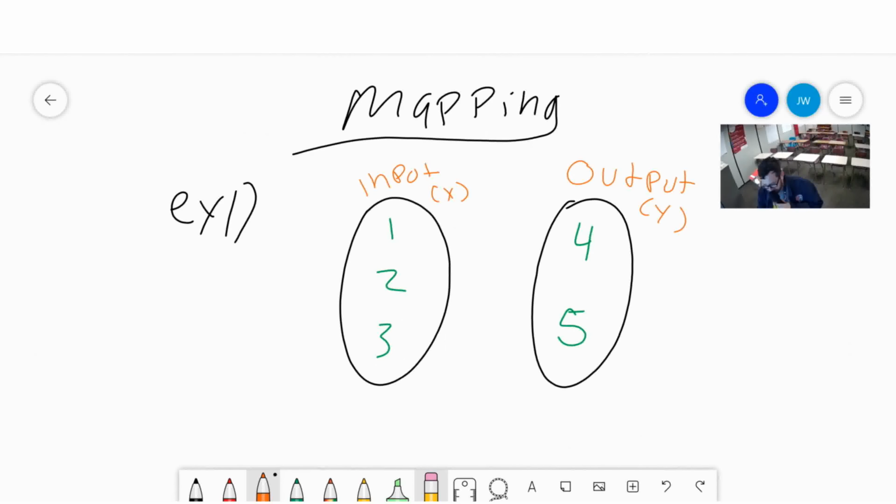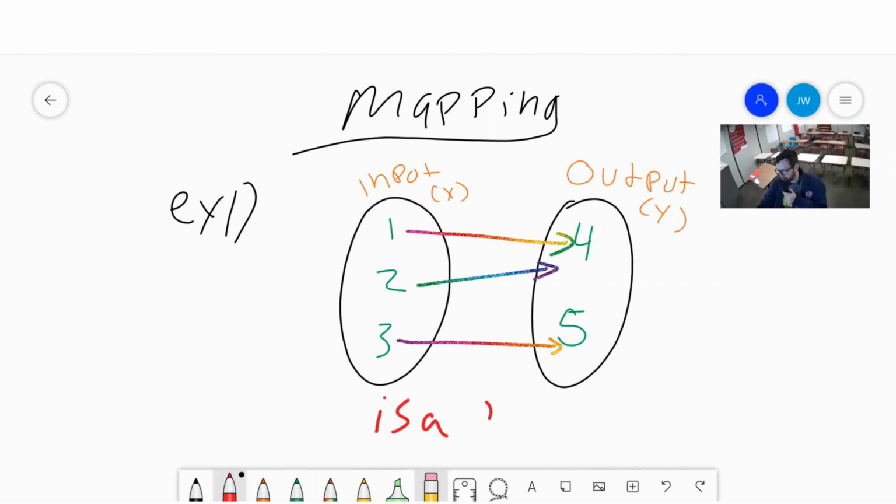But the way a mapping works is like this. If you input a 1, you would get a 4 back. I'm just kind of making this up. If you input a 2, you get a 4 back. And if you input a 3, you get a 5. This is very much like the vending machine, except the 1, 2, and 3 are buttons, and the 4 and 5 are the sodas that come falling out. Currently, right now, this is a function. Because for every one input, there's one output. Some of the inputs have the same output, but that's okay because each one only has one output.